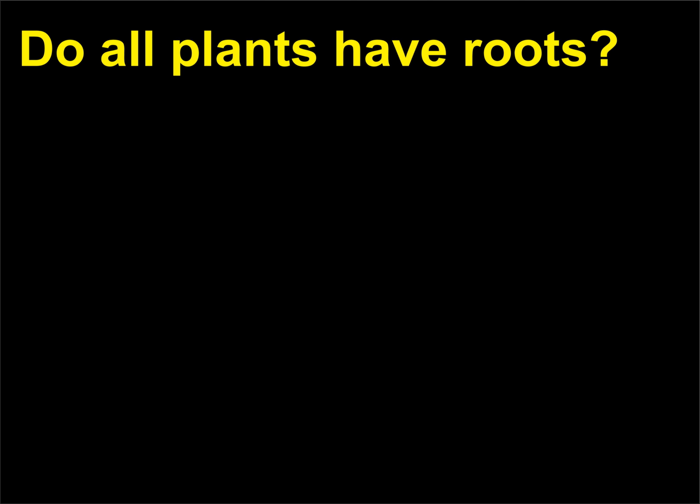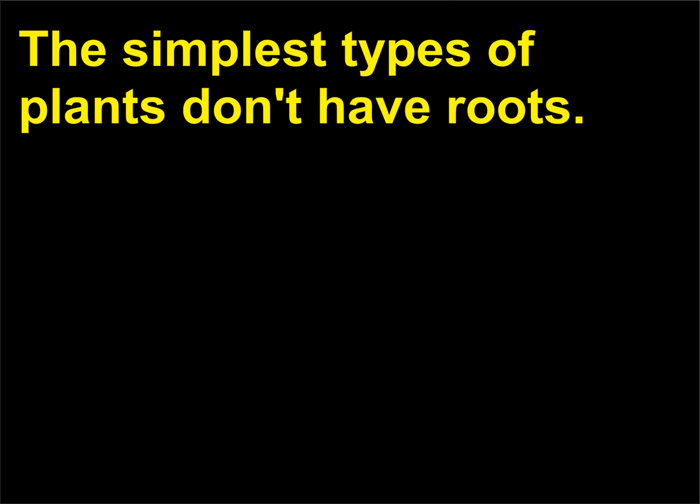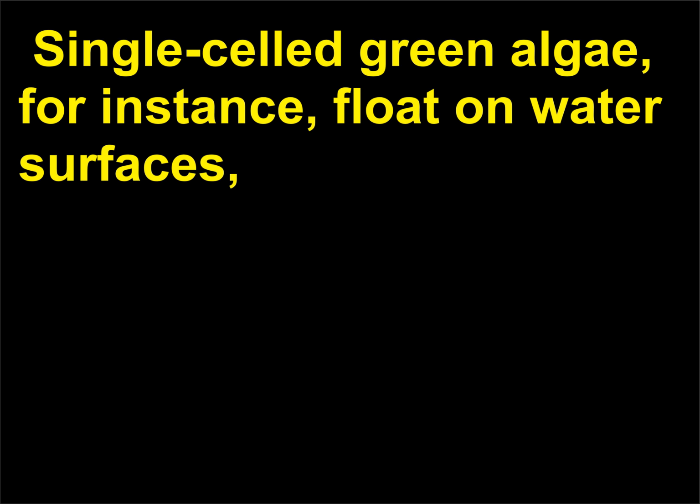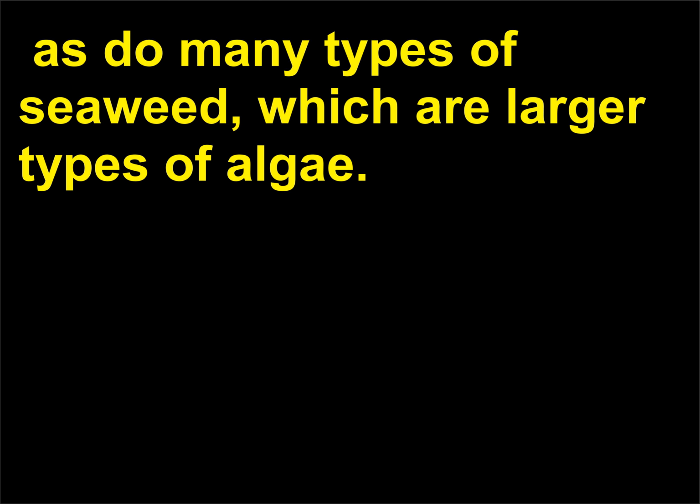Do all plants have roots? The simplest types of plants don't have roots. Single-celled green algae, for instance, float on water surfaces, as do many types of seaweed, which are larger types of algae.